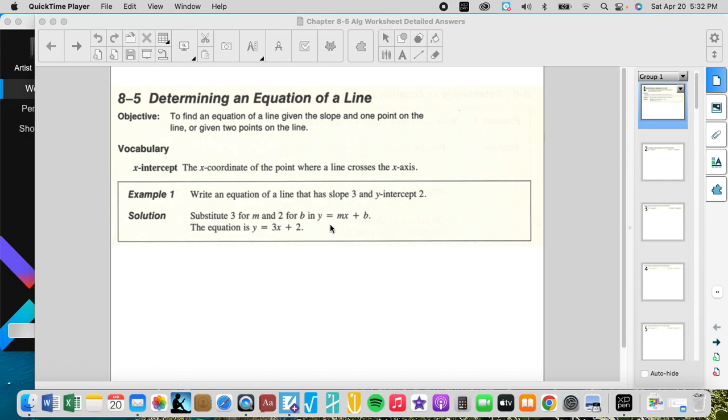slope-intercept form. Y equals mx plus b, where m, this is important.